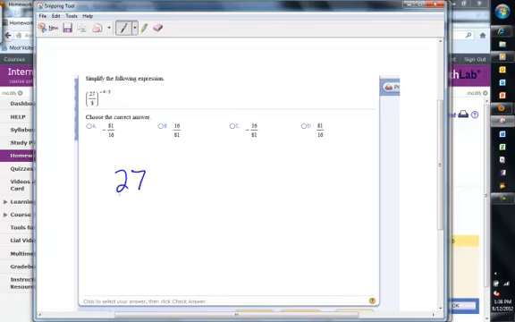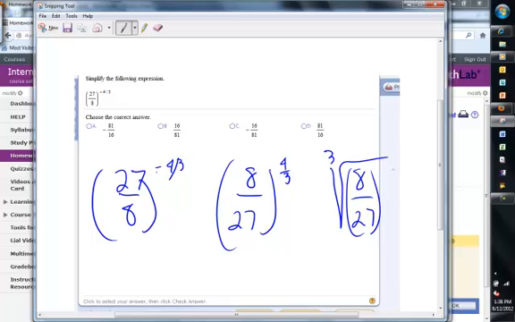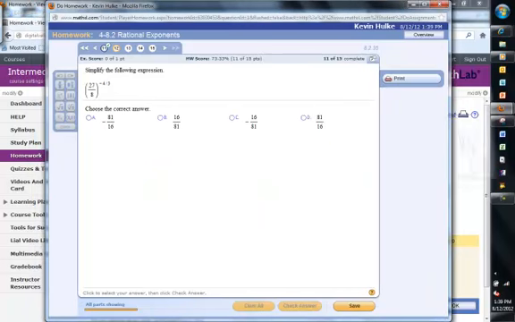Next one. 27 over 8 to the negative 4/3. The negative sign tells us to switch the numerator and denominator, 27 over 8 to the 4/3. So that is the cube root of 8 over 27 to the 4th. Well, the cube root of 8 is 2. The cube root of 27 is 3. 2 to the 4th is 16. 3 to the 4th is 81. So our answer is 16 over 81.